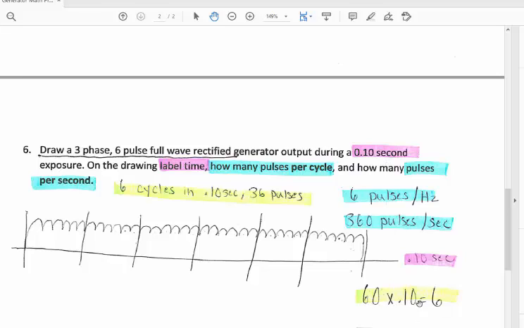So 60 times 0.10 is 6, so that's how many cycles we're going to draw. There's 6 pulses in a cycle, we're only going to draw 36 pulses. Remember, with a multi-phase generator, the deflection never drops to 0, because the next wave is going to pick up that voltage. So as you see here, there should be 6 pulses, and I just separated my cycles again. So I have 1, 2, 3, 4, 5, 6 cycles and 36 pulses.